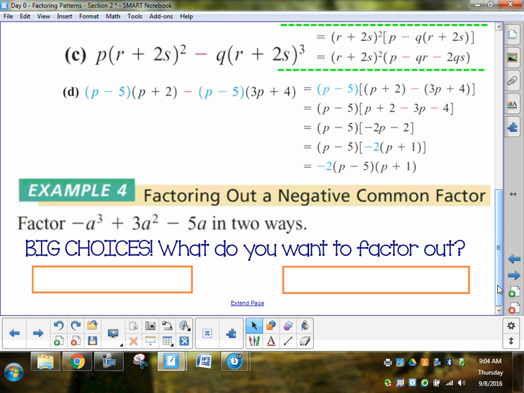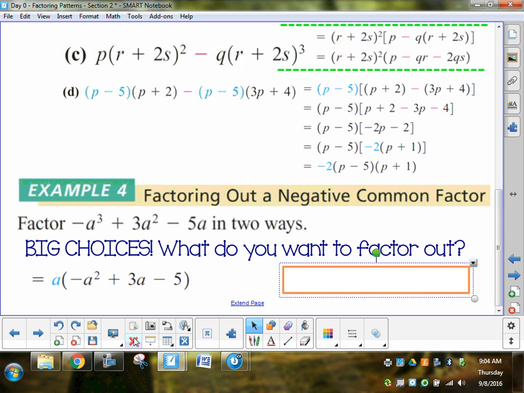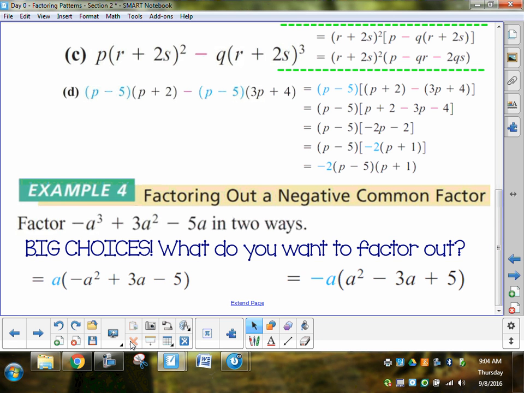You could take out a negative A. What's the other choice, by the way, for a GCF? You could just do an A. Now, there's varying degrees of being correct. Why would I prefer you to take the negative A out as opposed to the A? No, I wouldn't say that, although that is true.